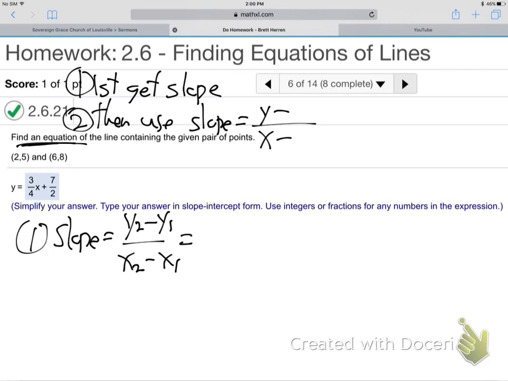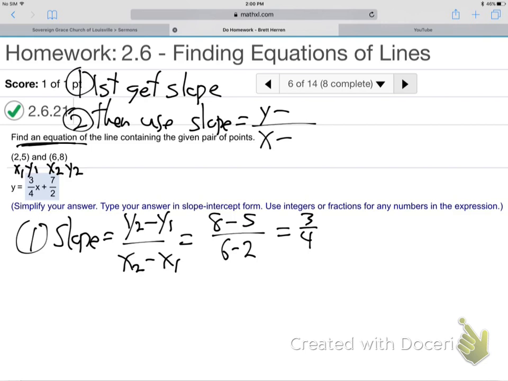So it's going to be 2, 5. So you remember how this works, right? This is x1, y1, x2, y2. So y2 minus y1, 8 minus 5 over 6 minus 2. We good? And what's that? 3/4. So now we've got a slope.